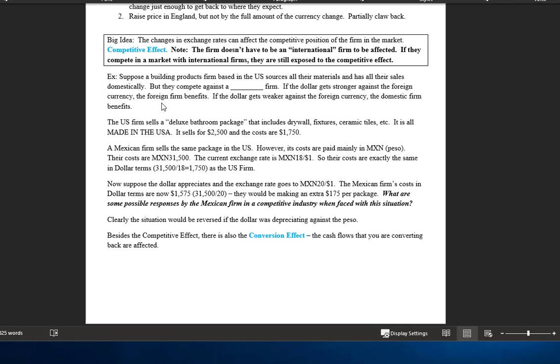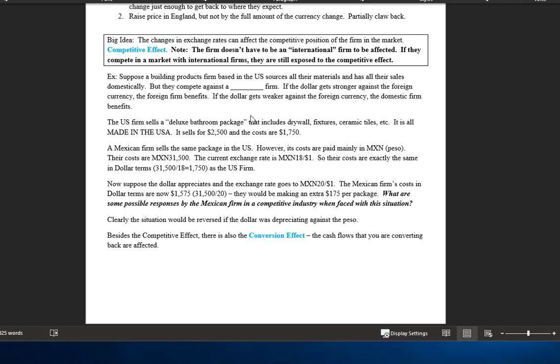So as an example, let's just think about a building products firm based in the US. All of their materials, all of their costs, all of their sales are in domestic terms. Everything is in dollars. But if you compete against an international firm, let's say it's a Mexican firm, for example, if the dollar gets stronger against the Mexican peso, then the foreign firm is going to benefit because their sales are going to be cheaper. The price of their goods are going to be cheaper in dollar terms, right? So they can kind of outcompete you. They can drop their prices and still end up with the same number of pesos that they had before.